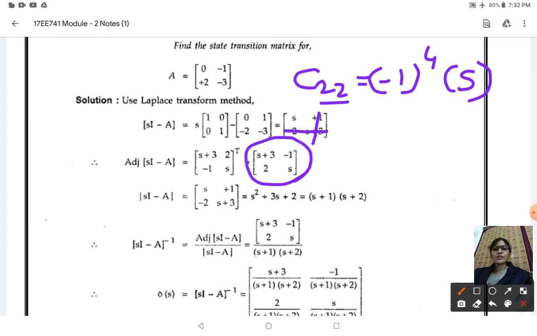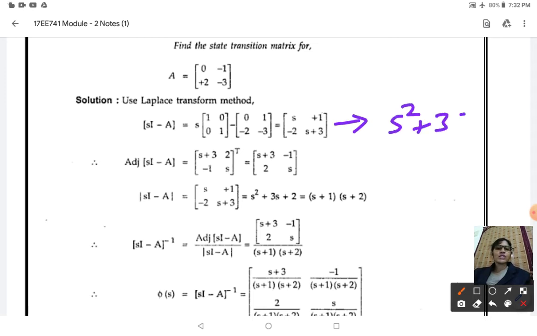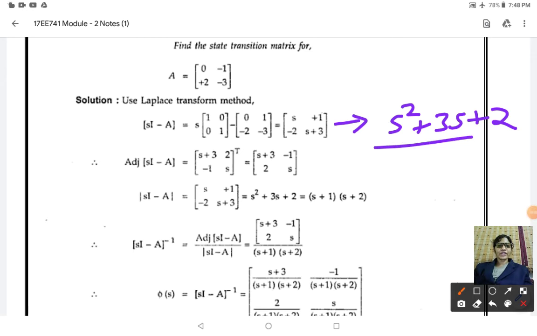Now what is the determinant value of sI minus A? The determinant value of sI minus A can be identified from this one, which is nothing but s square plus 3s plus 2. And the adjoint of sI minus A is determined as s plus 3, minus 1, 2, s. So if you divide this adjoint of sI minus A by the determinant value, we are going to get sI minus A inverse, and then phi of s.